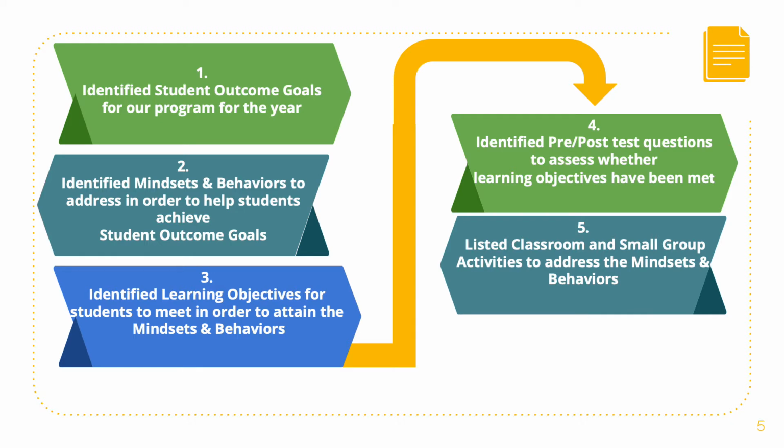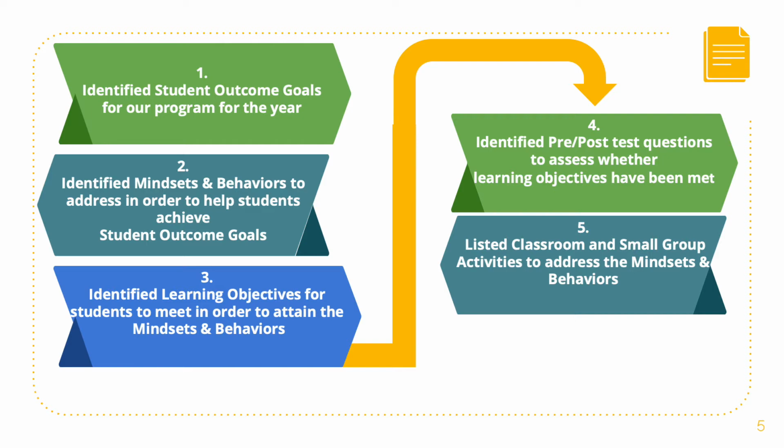Let's take a look at what we've done so far and how it all fits together. We first identified 2 student outcome goals for our program for the school year based on the student outcome data we reviewed. Then we identified mindsets or behaviors that, if we addressed, would help students achieve our program's goals. Then we created learning objectives that specifically describe the skills, knowledge, or dispositions that we want to teach our students in order to help them attain the mindsets and behaviors.